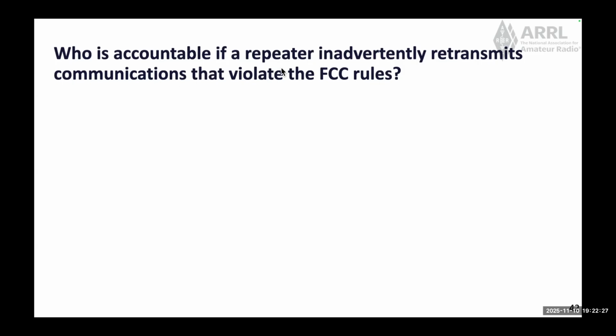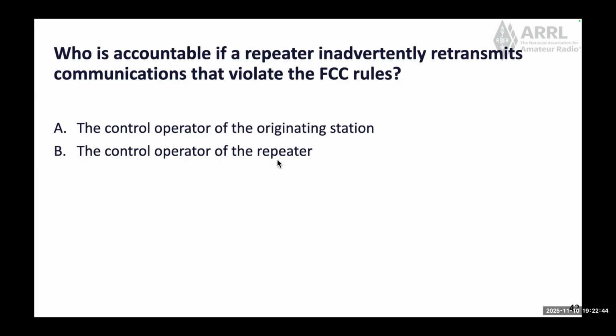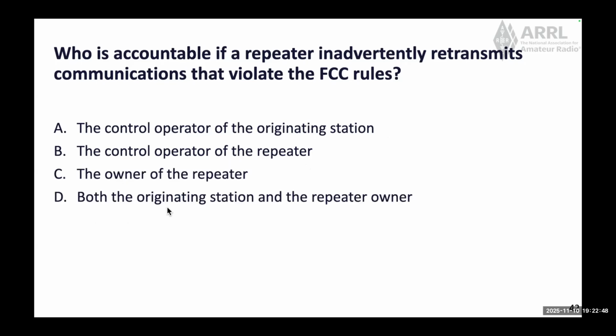Who is accountable if a repeater inadvertently retransmits communications that violate the FCC rules? All right, is it A, the control operator of the originating station, in other words, the person who's violated the rules? B, the control operator of the repeater, C, the owner of the repeater, or D, both the originating station and the repeater owner?